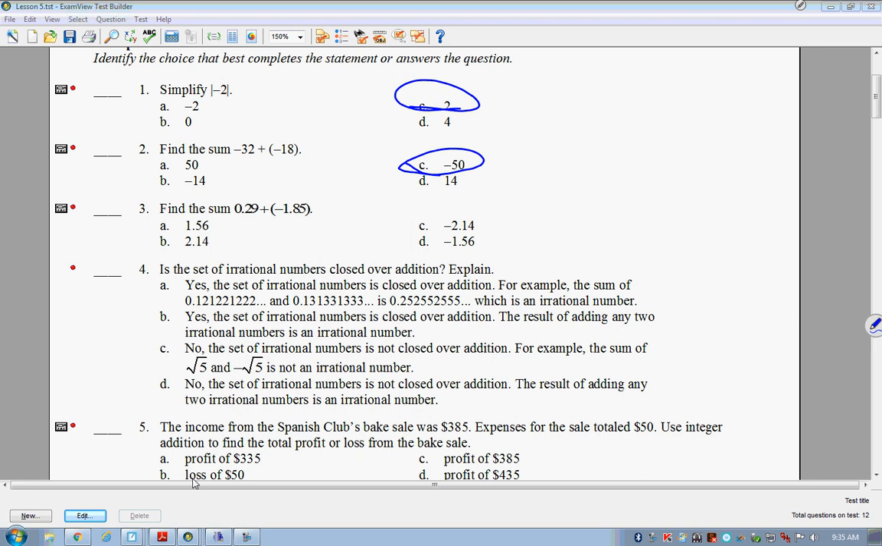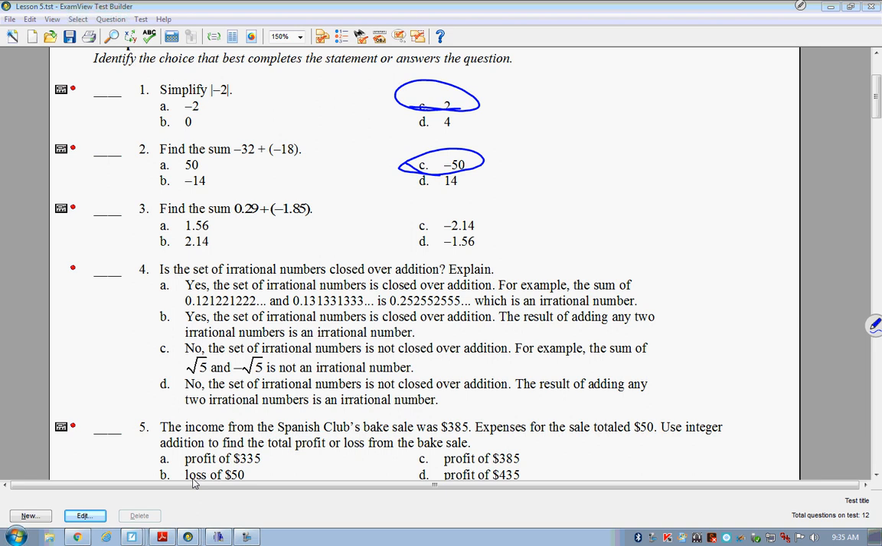All right, let's look at this. Find the sum, this is mixing two things here, of 0.29 and negative 1.85. So this is mixed, all right? So this is rule number 2. Do you guys still have your notes up? Find rule number 2. Read it off to me.